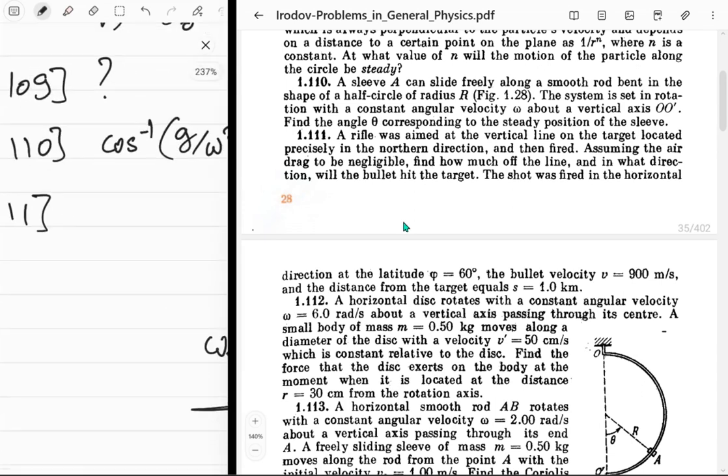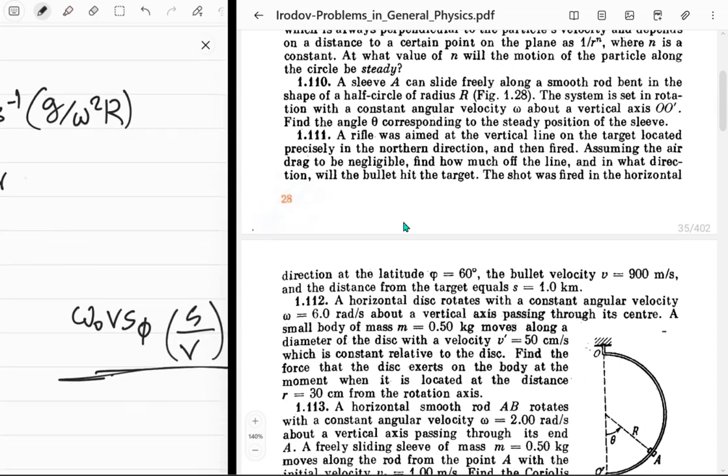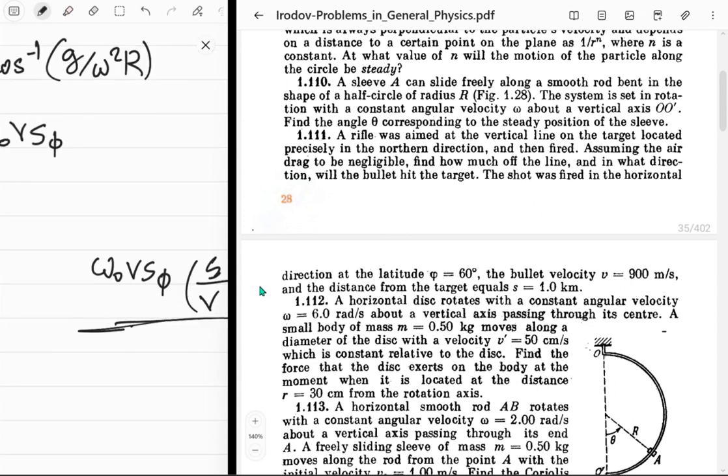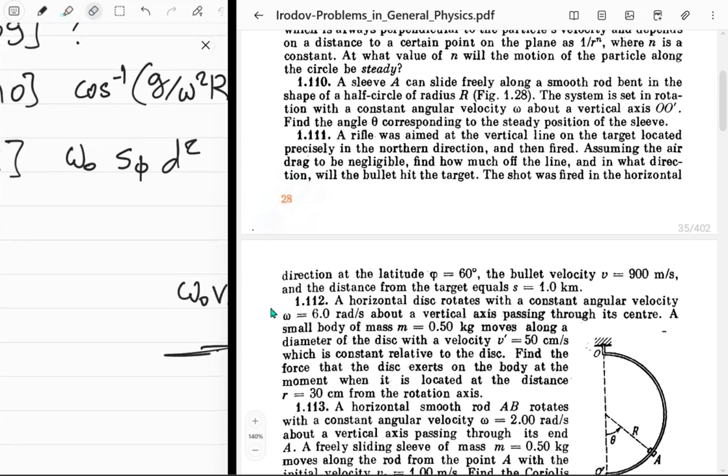111. Let's calculate this thing. Actually, first of all, just write it down. So omega naught sine phi, where phi is the latitude, and then you got this s. This s is not supposed to be sine of anything. It's just the displacement, which is called d instead. So d squared, and then that upon v squared. So instead, we'll just write v right here. So that should do it.